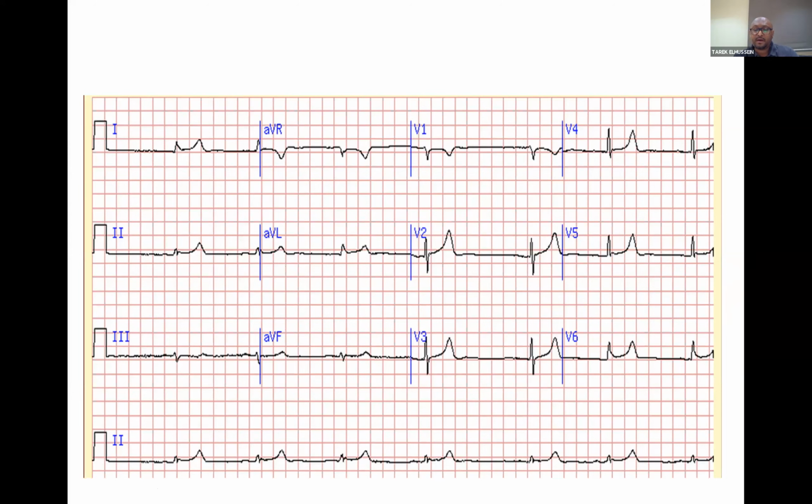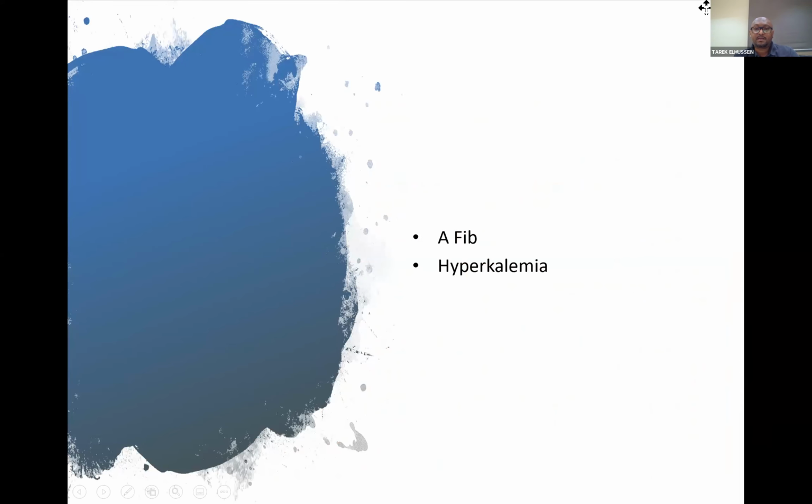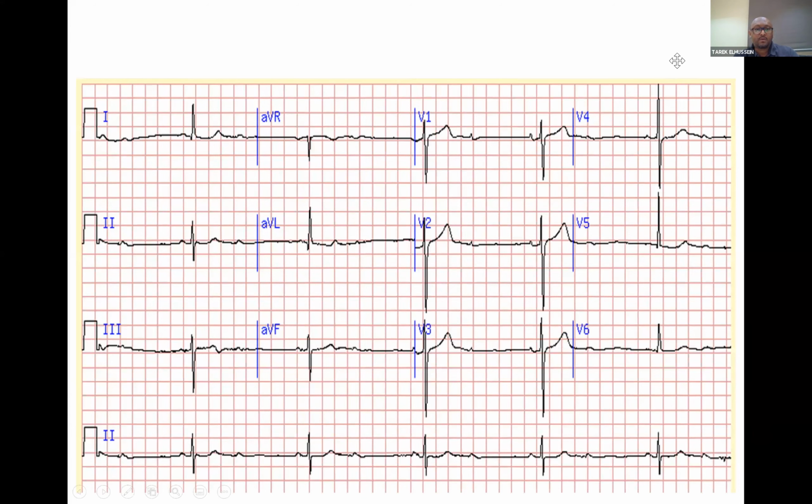So in the early stage of hyperkalemia, you get a tall tinted T wave, which is narrow based. Okay, so the base here is narrow. So this is a patient with atrial fibrillation and hyperkalemia. Okay, we move to the next.